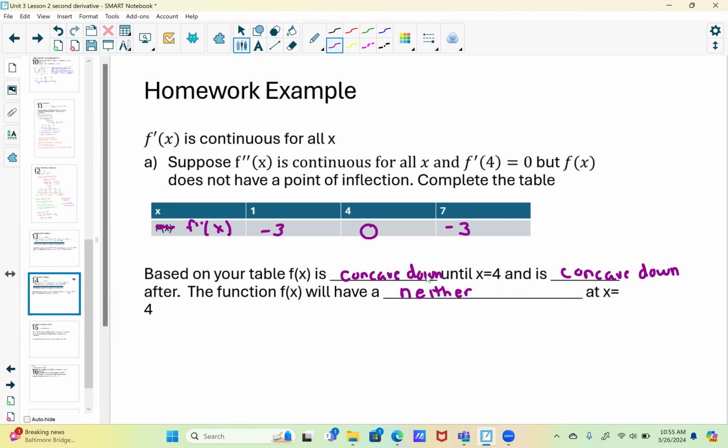But it will be a drop-down menu. So just pick the one that says not a point of inflection. So those are to help with the homework.